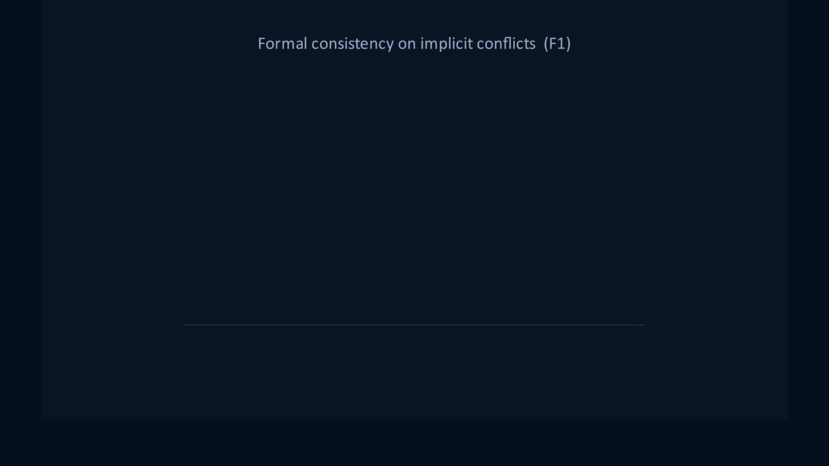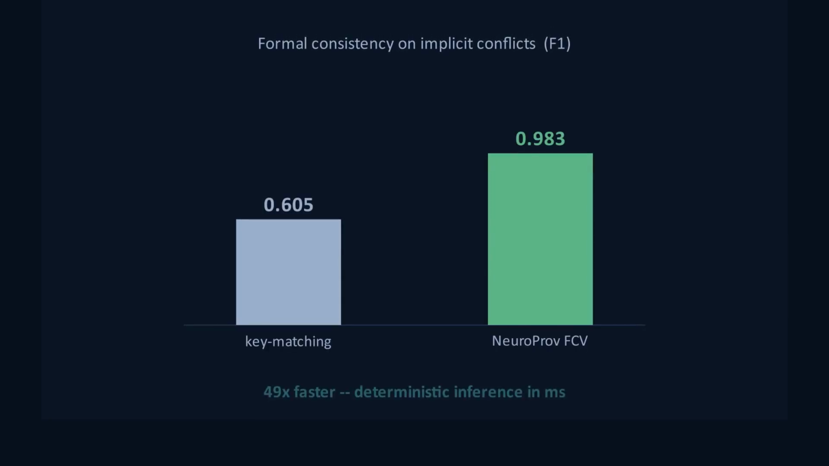There is one more kind of contradiction we have not yet caught, the implicit one. Not two claims that are word-for-word opposites, but two that only conflict after several steps of reasoning, given some background knowledge. This is exactly where the surface similarity detector failed. So we built Neuro-Prov, which uses ProbLog, a probabilistic version of Prolog, to compute the probability that two memory items are logically inconsistent, given a set of domain axioms. On these implicit, type 2 conflicts, it reaches an F1 of 0.983 against 0.6 for simple key matching.